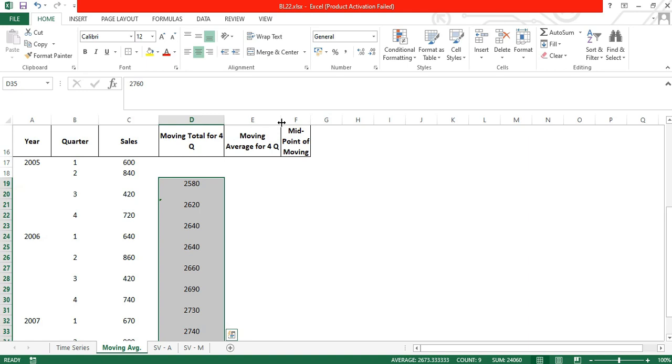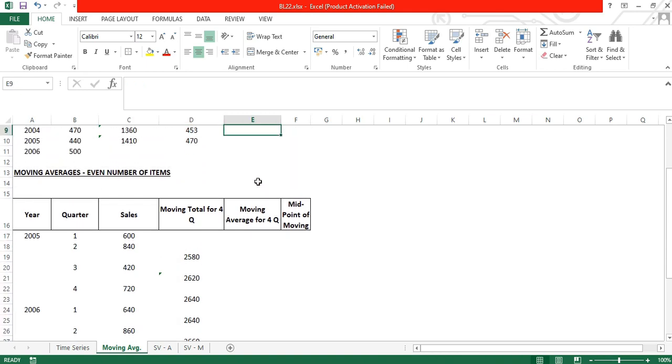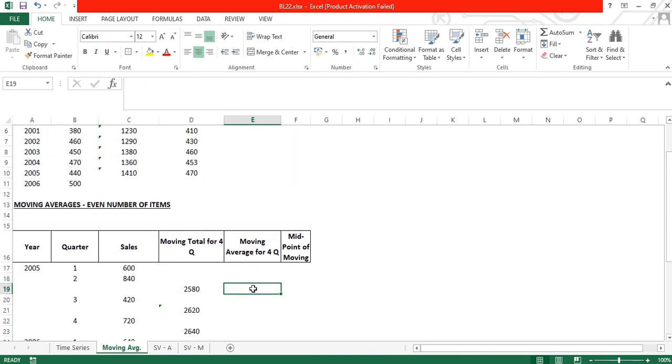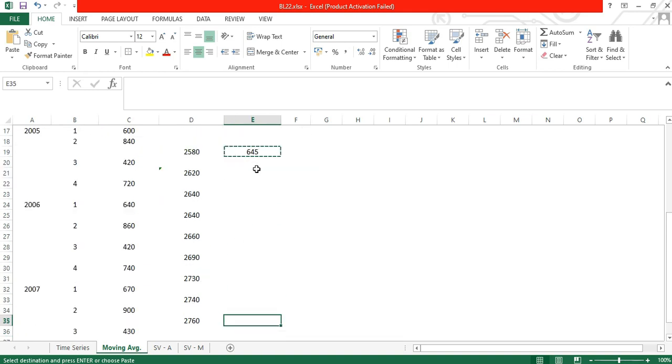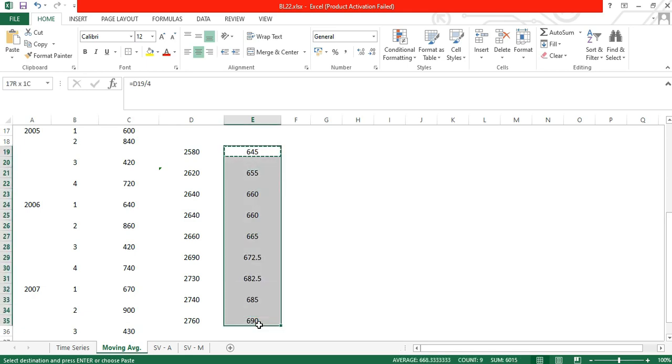Okay. Now we should calculate the moving average for the 4 quarters. How to do that? Just like we did for odd numbers, same thing. Divide the total by 4. Okay. And write it right next to the total. So I'm going to copy paste the same to all.